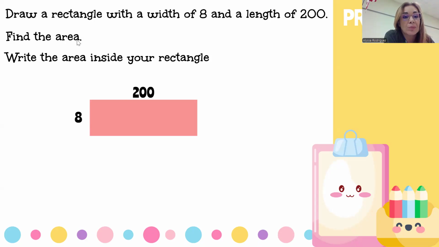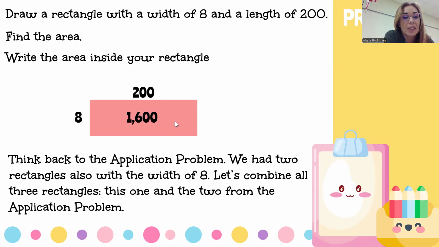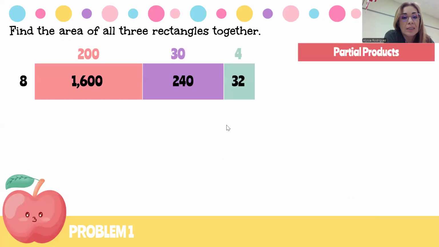So 8 times 2 is 16. Add the 2 zeros because we have 2 zeros at the end. And that is how you do that. Now look at this one. We have a lot to do here. Oh, they've already been done for you. 8 times 2 is 16. Add the 2 zeros. 8 times 3 is 24. Add the 0. 8 times 4 is 32.